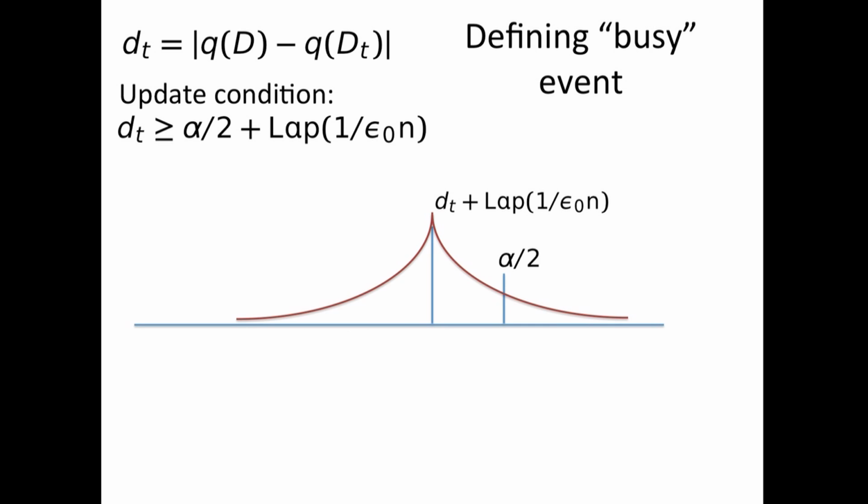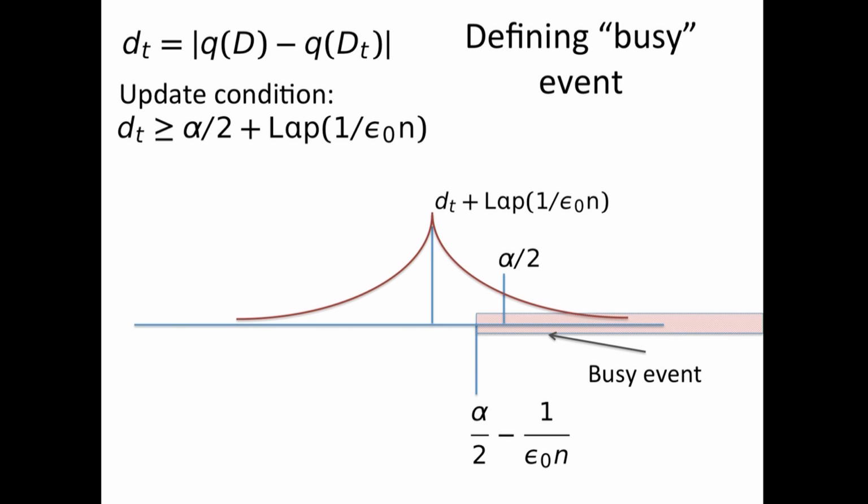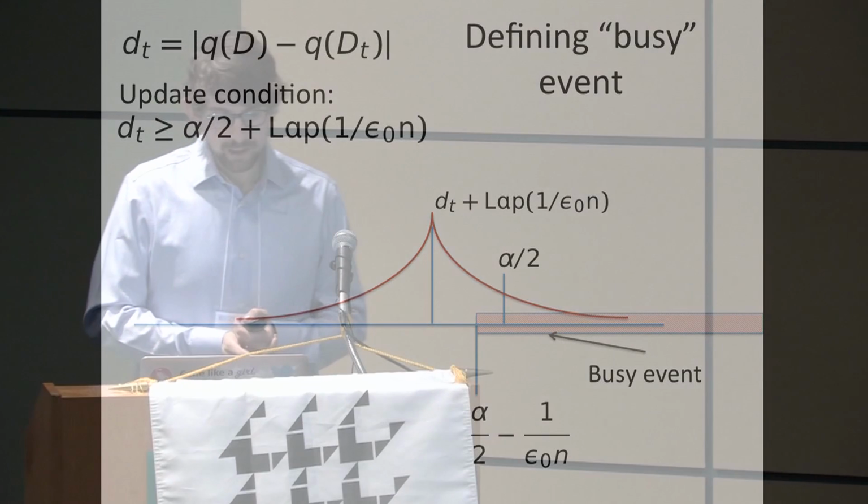So if you plot this, this is the threshold, this is the difference, d sub t plus Laplacian noise. It looks something like this. This is the threshold alpha over 2. And the busy event is just all the noise values of this Laplacian variable which would map this quantity into this interval. Okay, so if it were larger than alpha over 2, you would get an update. So these are all the noise values that cause an update. And you take a little bit more than that. You take an extra standard deviation. Okay, so this is essentially the privacy proof.